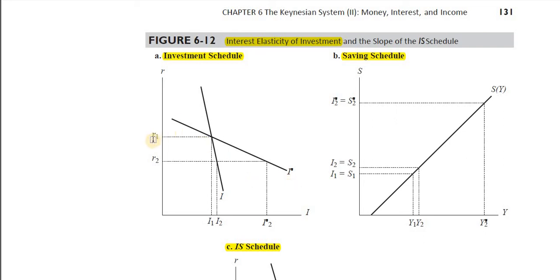The moment interest rate falls from R1 to R2, investment demand goes up extensively from I1 to I2 because we are talking about the flatter I curve here. When investment demand goes up to I2, it simply means saving needs to go up to S2. This distance from here to here is the same as this distance from here to here. But for savings to go up, we need an income of Y2, because saving is just a proportion of income.